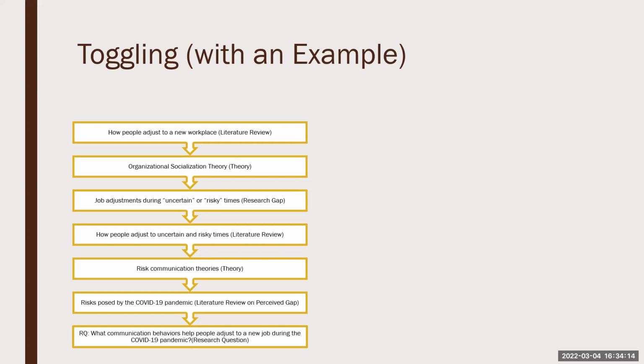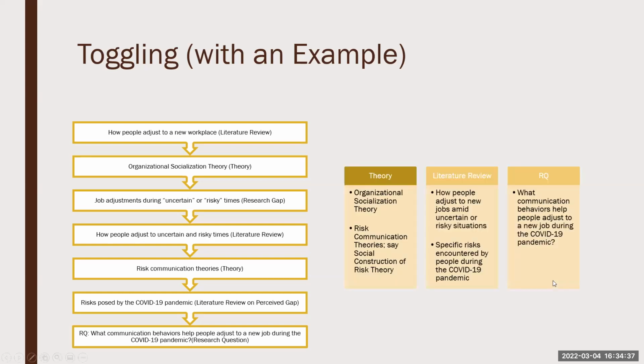So you can see from this example over here, although this particular diagram is a straight downwards direction, you are toggling between literature review and theory, back to theory and literature, and then back again to theory, recognizing that there's a perceived gap, and that helps you create this research question. So there is this toggling going on across these levels. What does it look like on the paper, though?